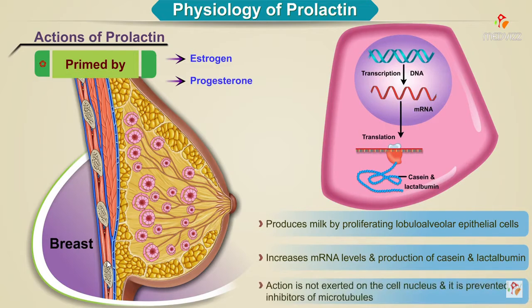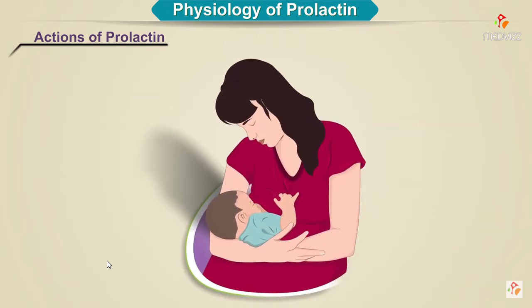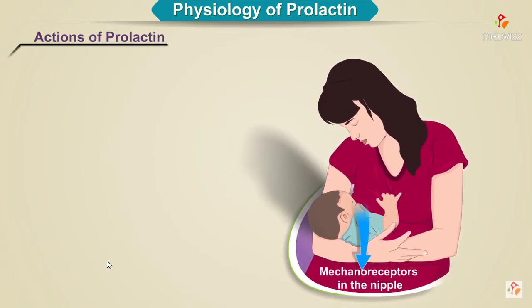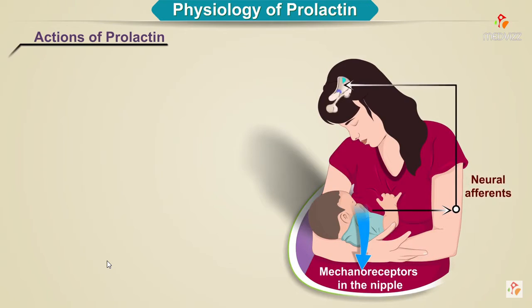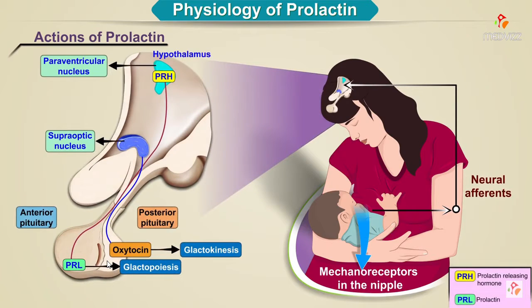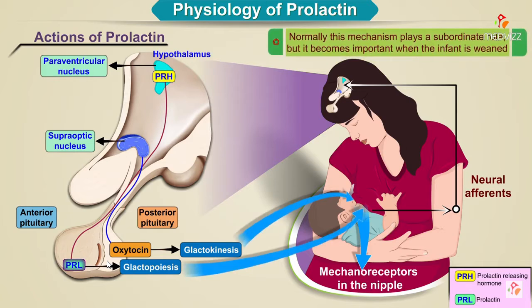However, the action of the hormone is not exerted on the cell nucleus and is prevented by inhibitors of microtubules. The stimulation of numerous mechanoreceptors in the nipple activates a chain of neural afferents leading to the hypothalamus. This results in the release of prolactin-releasing hormone, which in turn stimulates prolactin secretion. Normally, this mechanism plays a subordinate role, but it becomes important when the infant is weaned off.